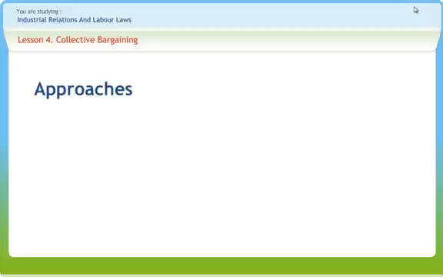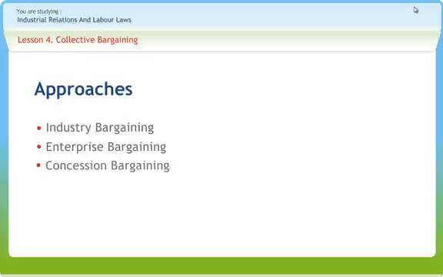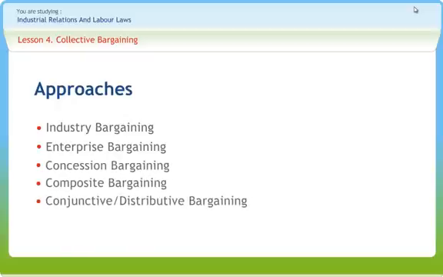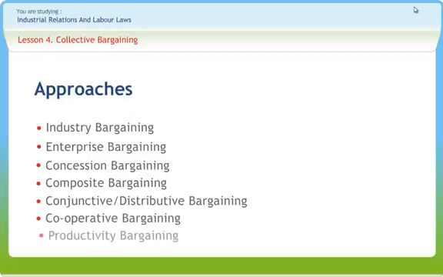Now the turn comes for discussing different approaches of collective bargaining. They are of the following types: industry bargaining, enterprise bargaining, concession bargaining, composite bargaining, conjunctive or distributive bargaining, cooperative bargaining, and productivity bargaining.